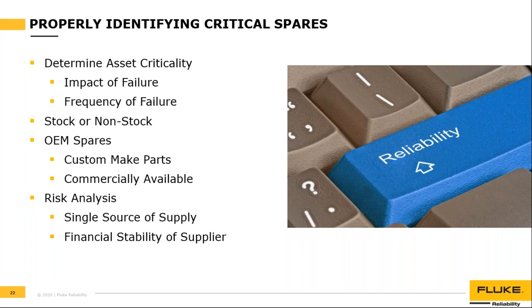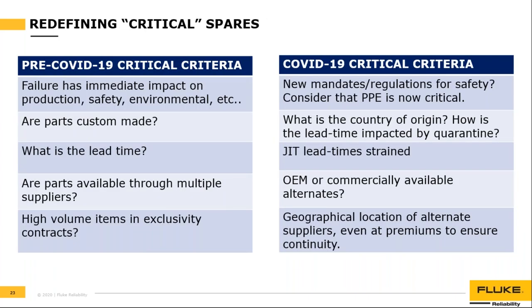So it's lessons learned, and we're learning every day from COVID-19. Historically, critical spares has been defined as: failure is immediate, it has an impact on production, safety, environmental, whatever makes that part critical. Are those parts custom made, right? That impacts your lead time, where they're coming from. Sometimes it takes weeks or sometimes months to manufacture a part if you need it for an emergency breakdown. What is that lead time? Are the parts available through multiple suppliers? And high volume items, you want to try to get those on exclusive contracts.